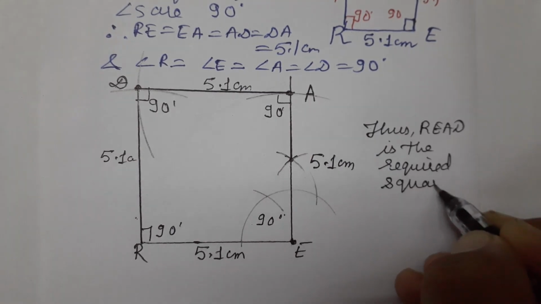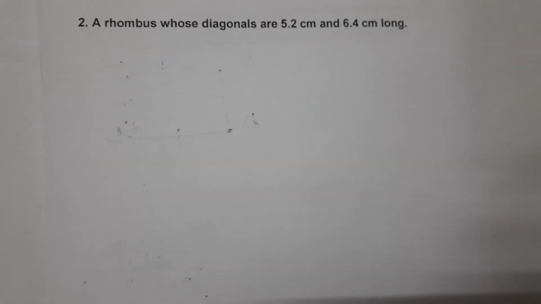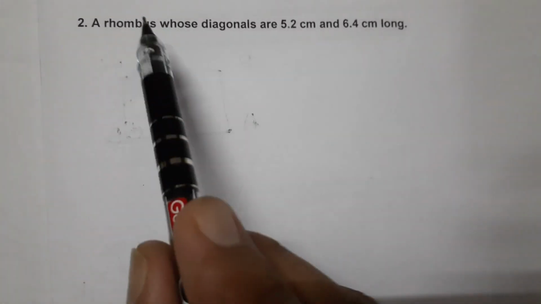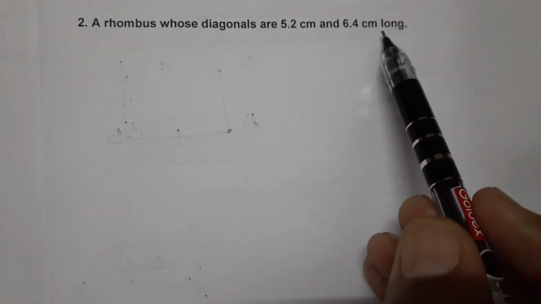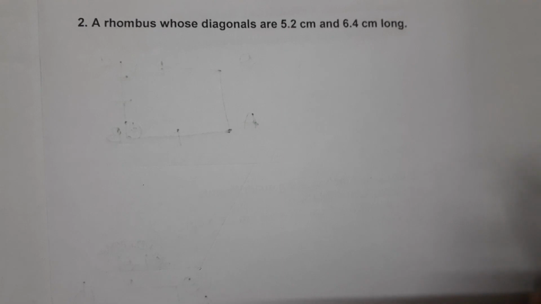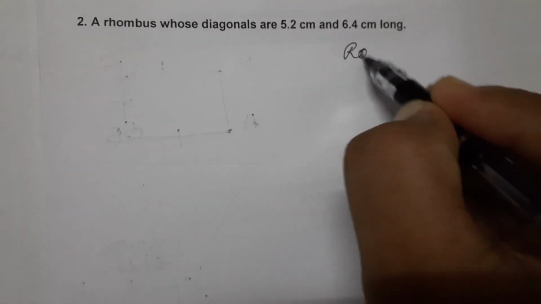Clear, children? Understood how we have made? Now we'll do the second part of this. The second one is a rhombus whose diagonals are 5.2 and 6.4 centimeter long. So children, we know that in a rhombus all sides are equal and diagonals bisect each other. So let's make a rough diagram.